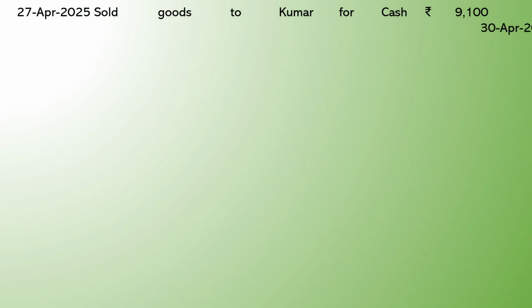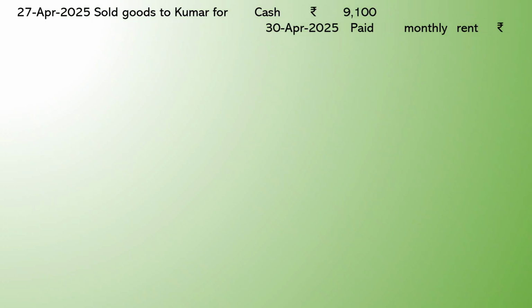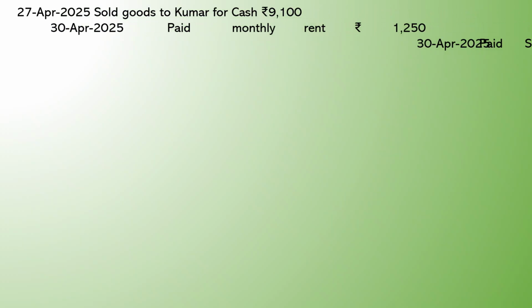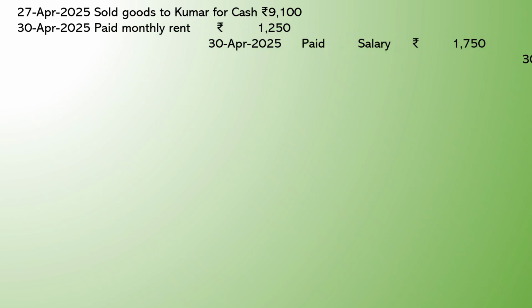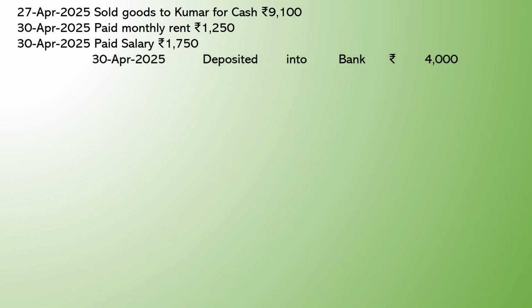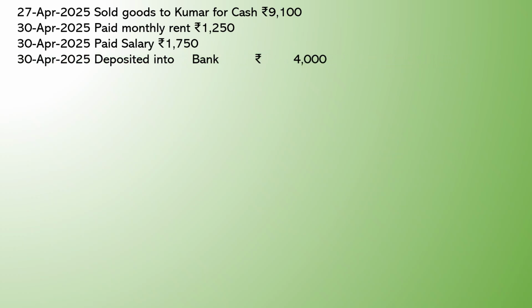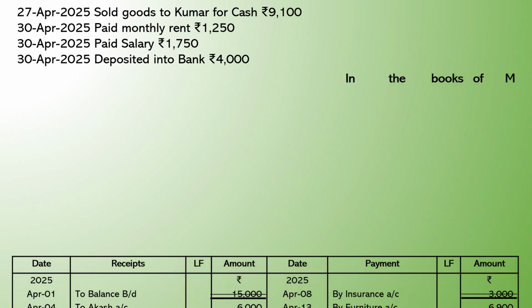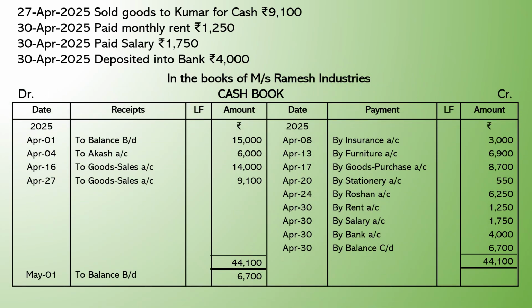27th April 2025 sold goods to Kumar for cash 9,100 rupees. 30th April 2025 paid monthly rent 1,250 rupees. 30th April 2025 paid salary 1,750 rupees. 30th April 2025 deposited into bank 4,000 rupees. The single column cash book, based on the above details, is prepared as below.